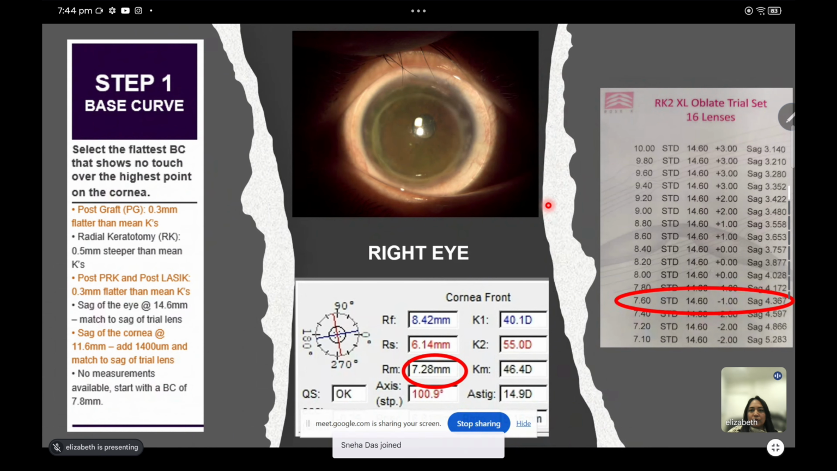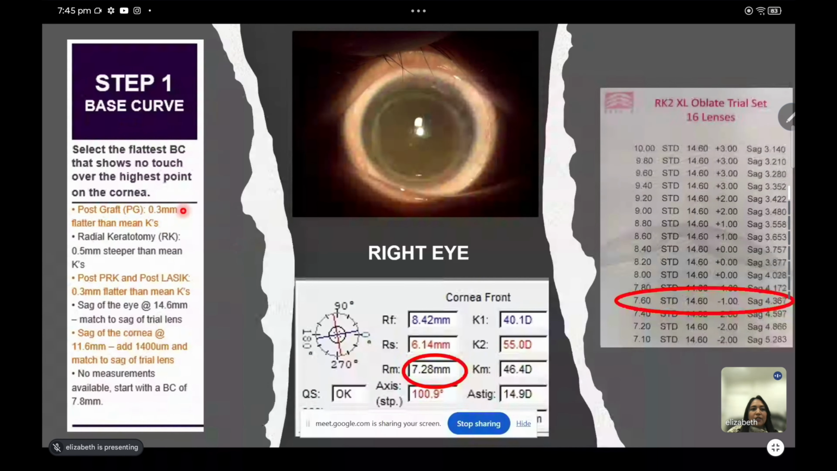The lenses that I'm going to talk you through is the Rose K XL Oblate fitting set. I don't have any financial disclosures with Rose K. This is just the only Oblate fitting set that is available in South Africa. But it would work on similar principles. So whichever Oblate lens design that you choose to use, that company would perhaps have its own fitting rules, but the fitting philosophy is universal.